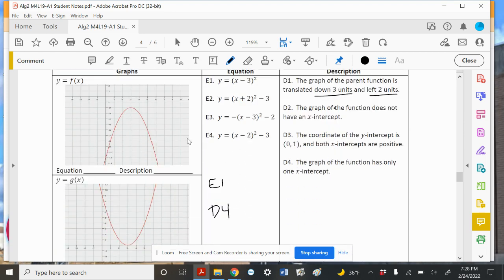So we haven't really talked about this too much. Notice in this particular case, this f of x is the only one that's left over, and we haven't used equation 3. So that's got to be equation 3, and it does not have any x-intercepts. It never crosses the x-axis, so therefore it's got to be D2.